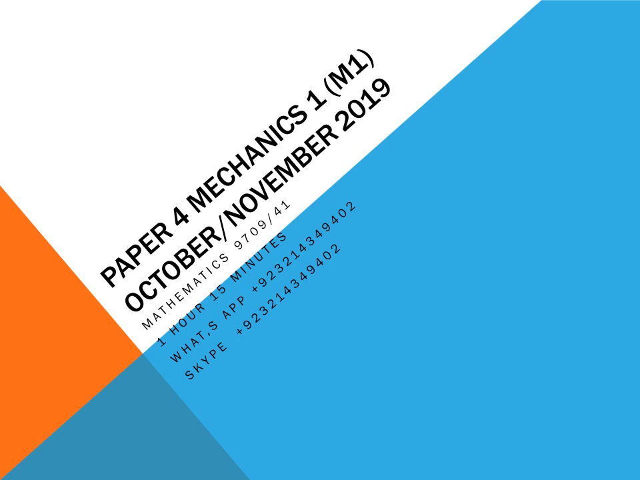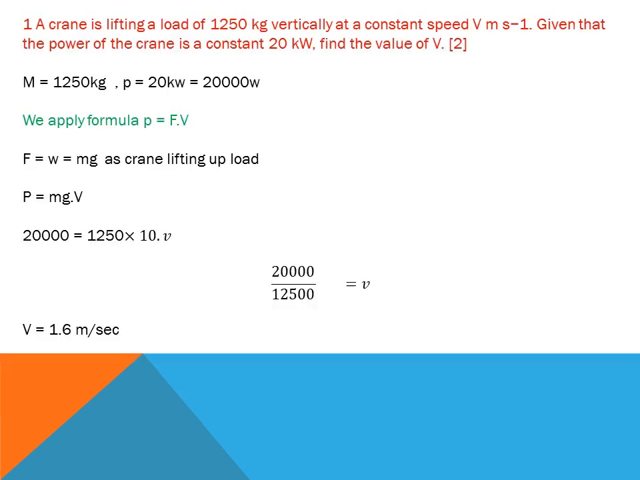Hello students, now turn to paper 4, M1. It's the same as that M4. It is related to the paper of mechanics. It carries 50 marks and the time is 1 hour 15 minutes. Now we should move towards question number 1.